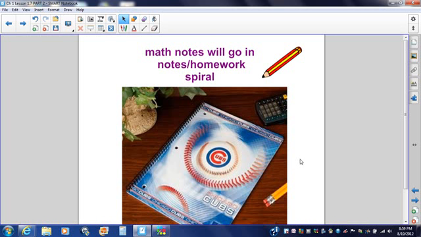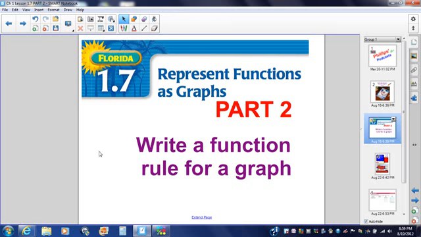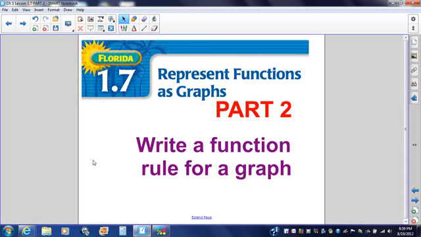If you guys would, please grab your spiral that you take your notes in, and we are going to do Lesson 1.7, Part 2 today. We're going to talk about writing a function rule for a graph. So it's going to be Lesson 1.7, Part 2, writing a function rule for a graph.